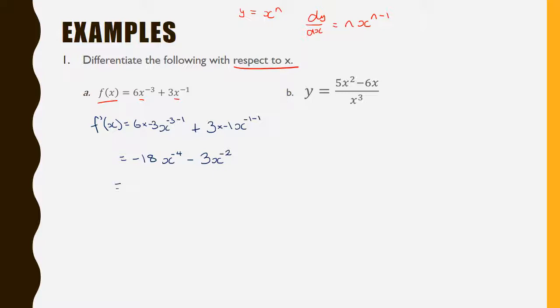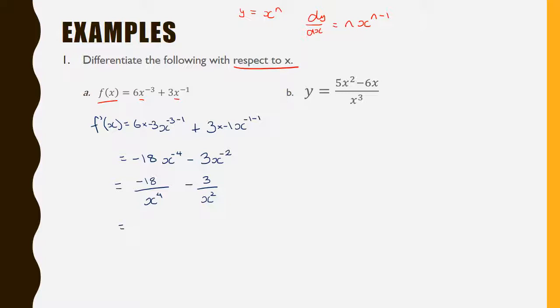However, you could also express this with positive indices if you would like. 18 remains in the numerator. To make the power of 4 positive, the x part must be moved to the denominator. Again, the 3 remains in the numerator. For the power to become positive, we need to move x to the denominator. We could also give our answer like so.